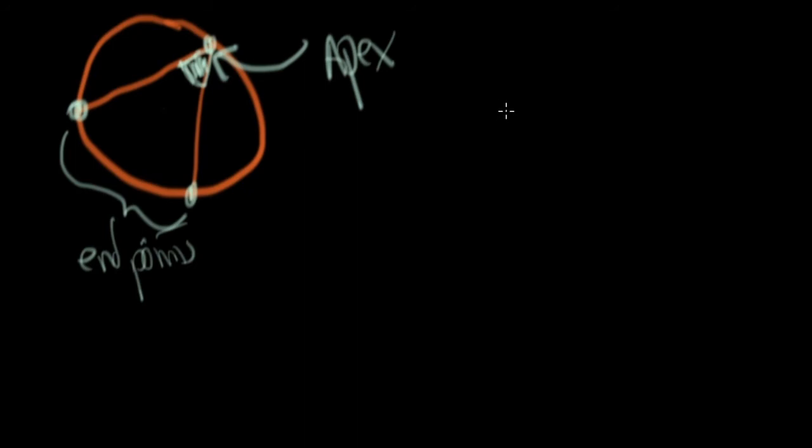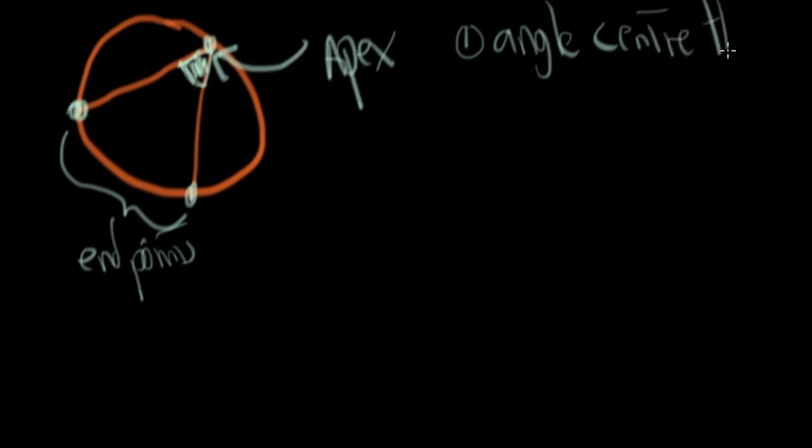Where should we start? Let's start with a really cool one, the angle center theorem. So the very first one is going to be the angle center theorem. And it basically says this: if a triangle is formed going through the center of a circle, a really cool thing happens.